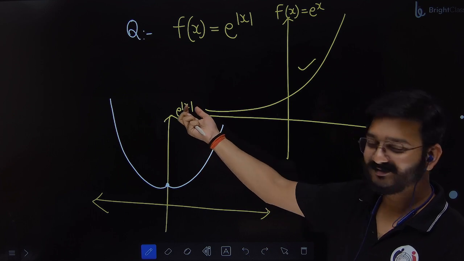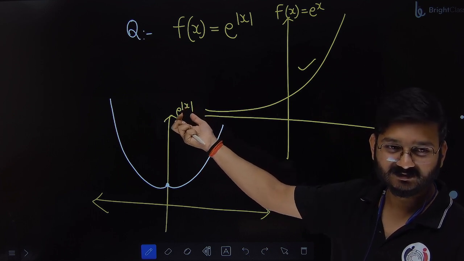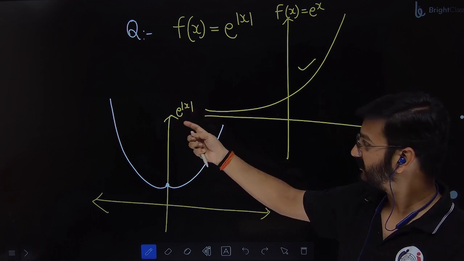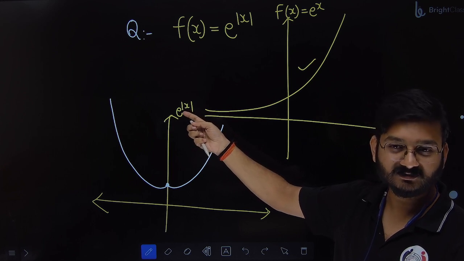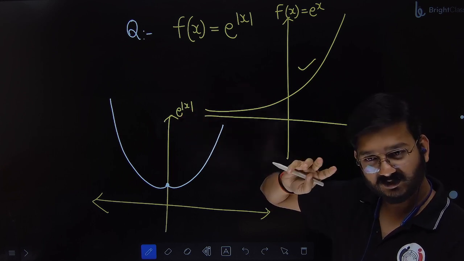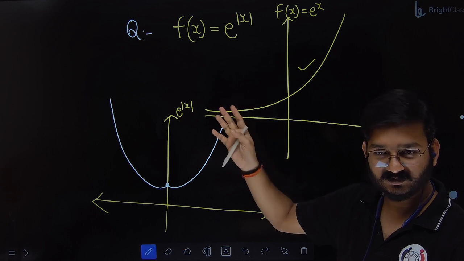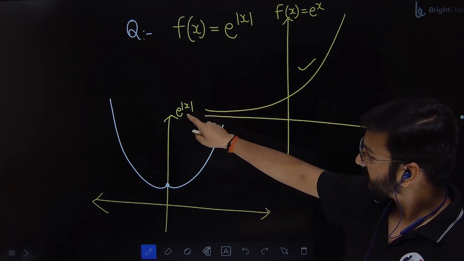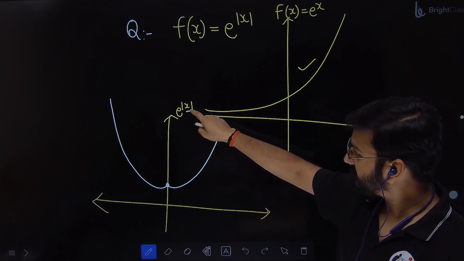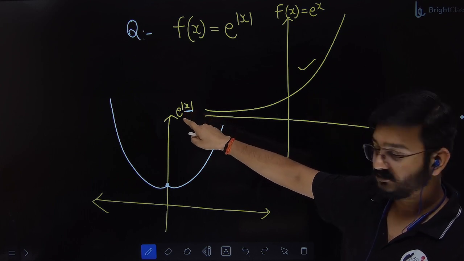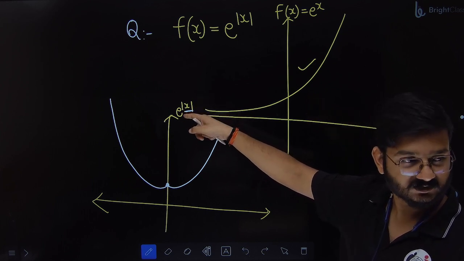What is the critical point of this mod? Zero. Mod. When will this function become zero? Pranav, have you understood the meaning of critical point? And why were you confused here? Critical point means when will this become zero? So when will this become zero? At x equal to zero.